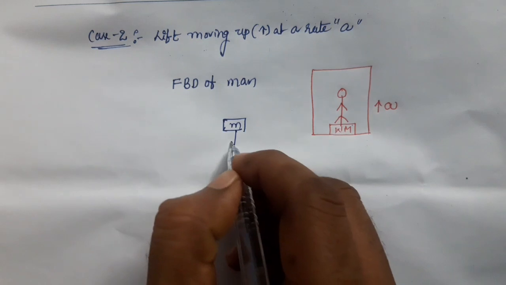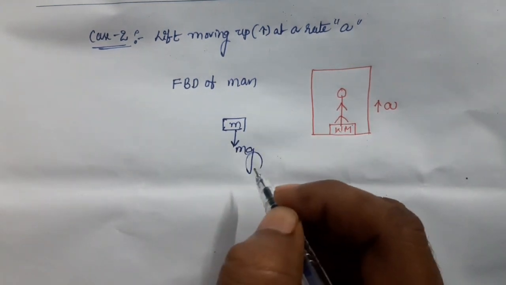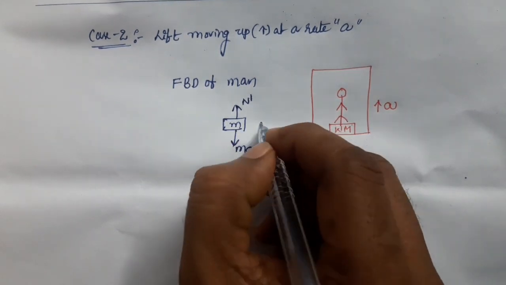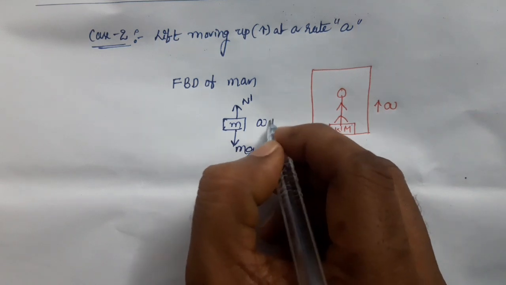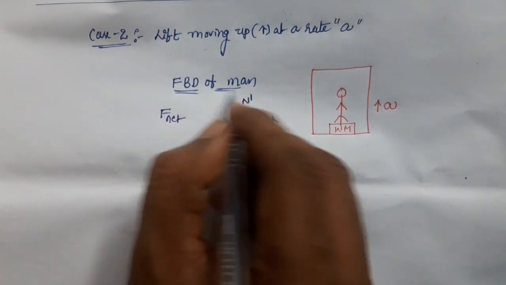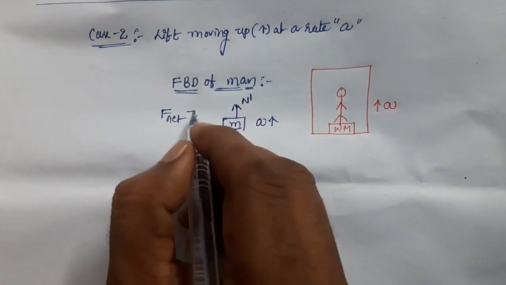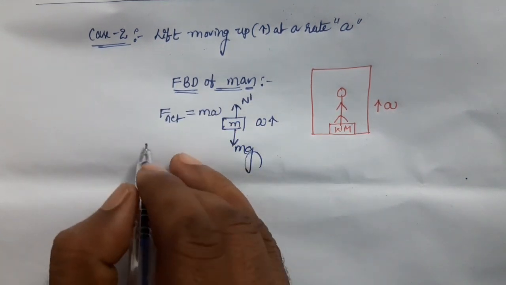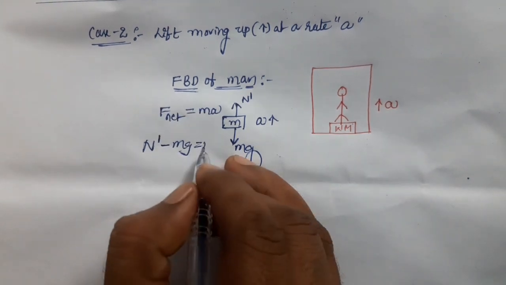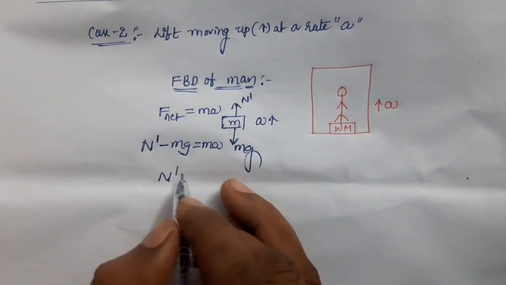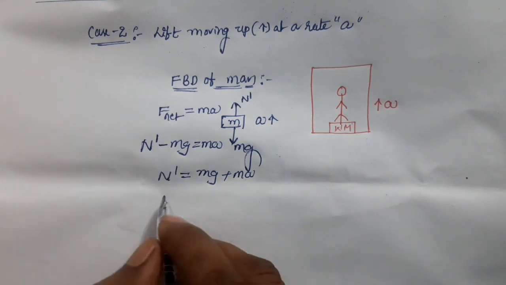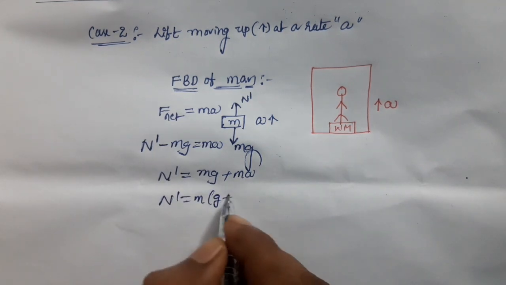Assuming mass of the man is m, mg acts downward due to gravitational force, and upward is the normal reaction, just assuming n dash, and here a is moving in the upward direction, students. Now according to Newton's second law, F net is equal to ma, students. Here, driving force minus opposing force is equal to ma. From this we can write n dash is equal to mg plus ma, or n dash is equal to m of g plus a, students.